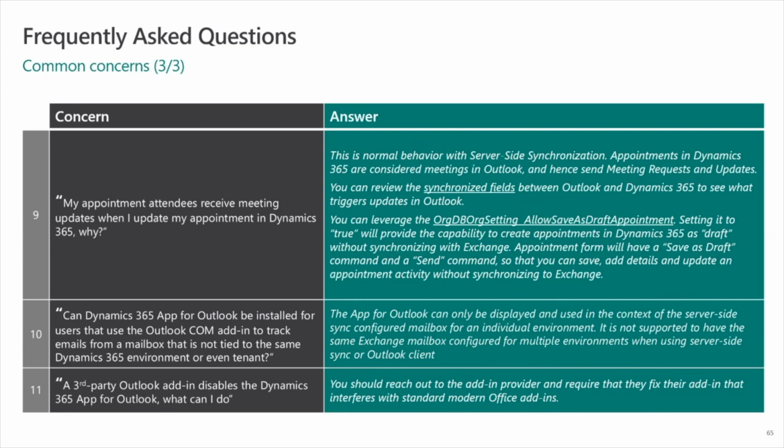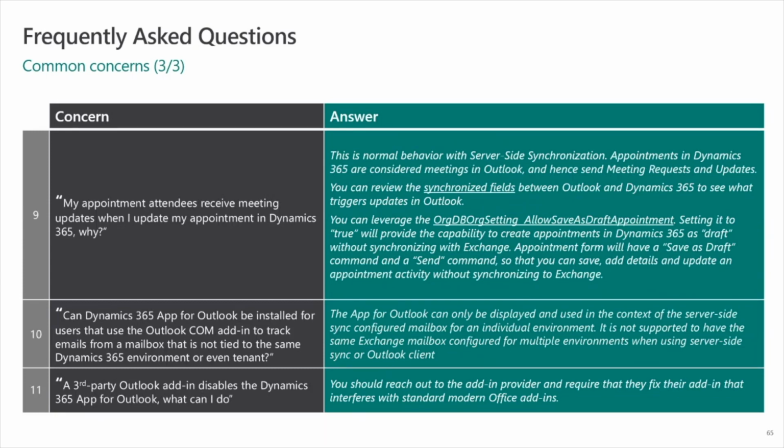Can Dynamics 365 app for Outlook be installed for users that use the Outlook command to track emails from a mailbox that is not tied to the same Dynamics 365 environment or even tenant? The answer to that question is no. If you're using a different email account than the one that is set up for server-side synchronization, this won't work. This only works in the context of the delegate access for users that are also set up for server-side synchronization. So this is not a supported configuration.